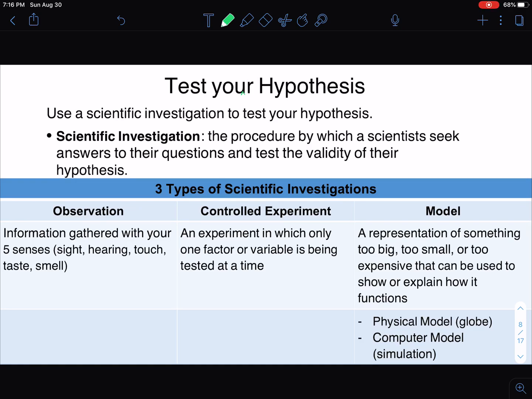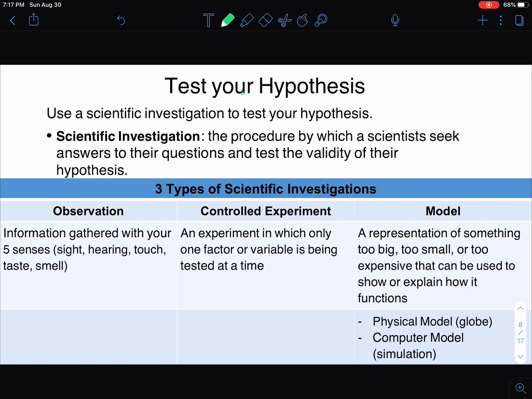We're going to be continuing our lesson with the scientific method and scientific inquiry by picking up where we left off last time, and we're now on test your hypothesis. Previously we stopped at forming your hypothesis. We're going to continue with testing your hypothesis.